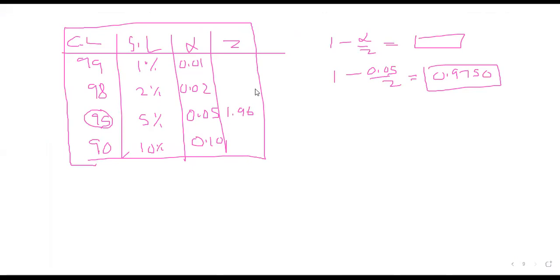So tell me, for 98%, who wants to try what we do? One minus what? 0.02 over 2. Which is 0.9900. So let's look for this one inside the table.